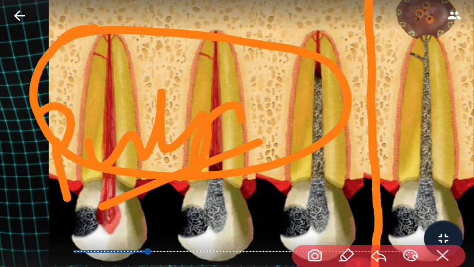You are simply removing the remaining pulp, cleaning the canal and obturating the canal, the filling of the canal, so that there is no development. So the basic understanding is you can easily finish these cases in a single sitting. Okay? So understand, and 90% of the cases come at this point.